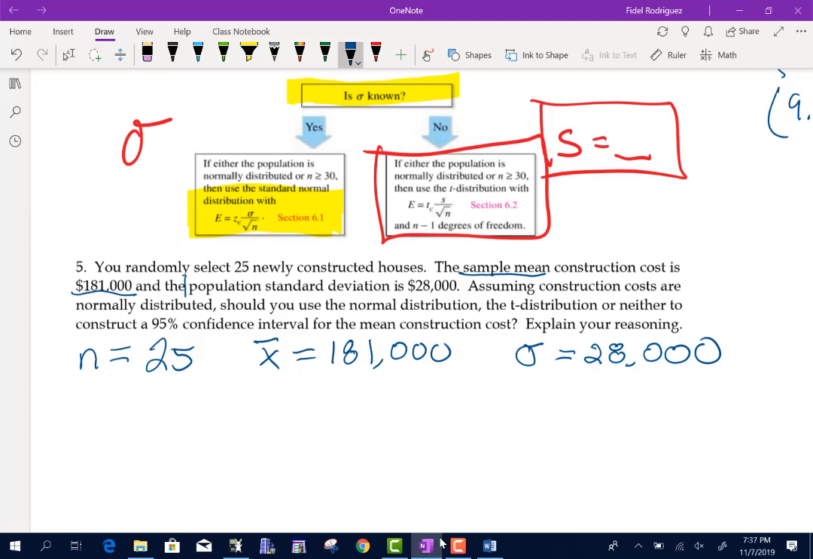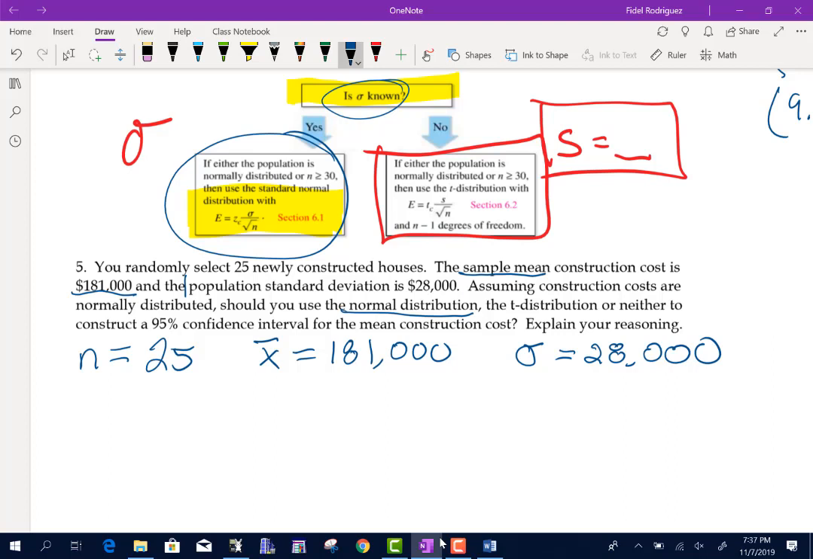What I want to ask myself is, did we know our sigma? So when we know our sigma, we're going to use the normal distribution, okay? When we know the sigma, that tells me the population standard deviation, and that's the one that I'm going to end up using, okay?